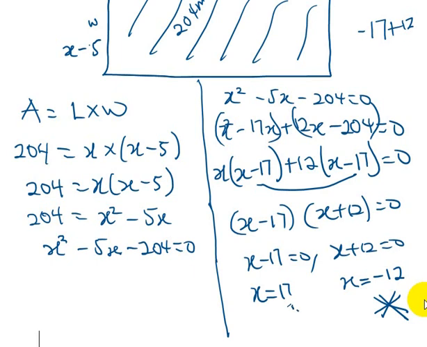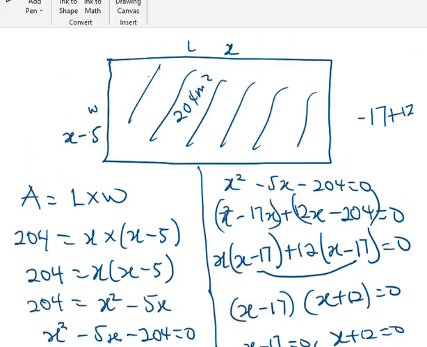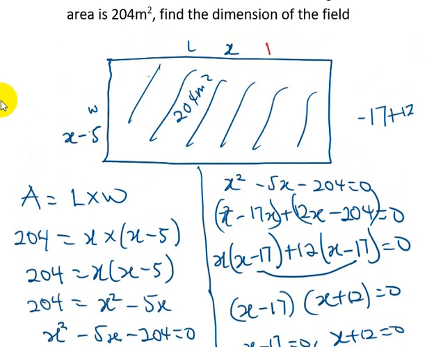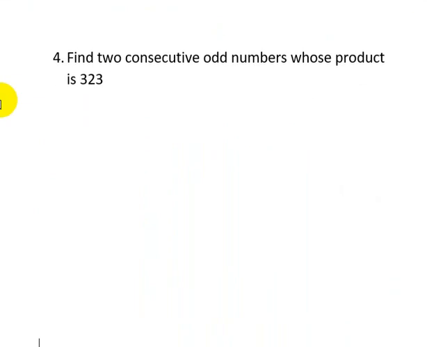So it means that, let's go back to the question. The length here is 17 and the width here is 17 minus 5. That's giving us what? 12. So these are the sizes of the rectangle or the field that they are talking about. I hope it's clear. Okay, then now the fourth one.